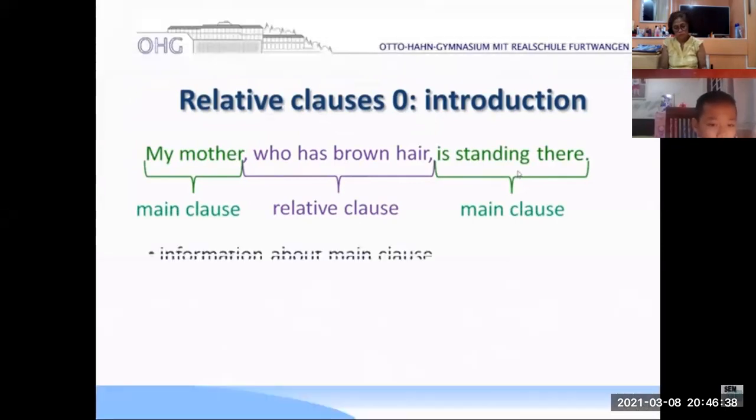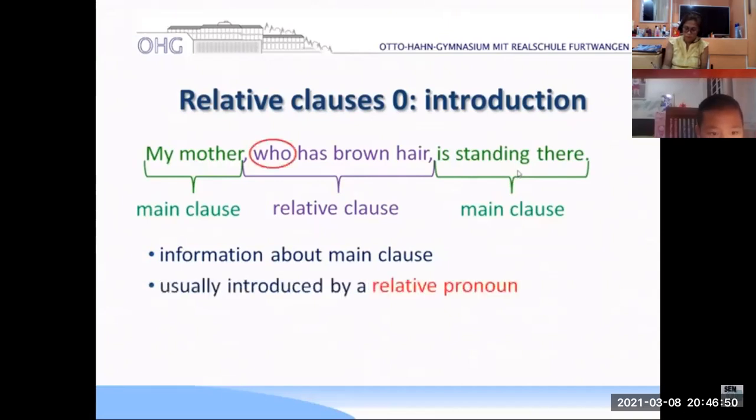And the relative clause gives information about the main clause. So in this case, who has brown hair talks about the mother. Okay, a relative clause gives information about the main clause. And it's usually introduced by a relative pronoun, which is marked red here. So there are several different pronouns, and I will just list them. We have who, that, which, whose, and whom. You know, whom is something that you will probably only use if you write a letter to the Queen of England. So not super important, but we'll still talk about it.